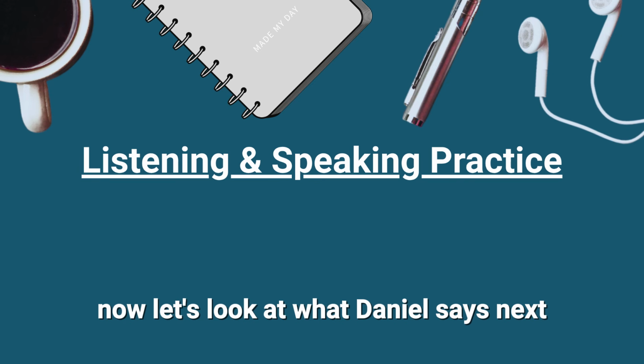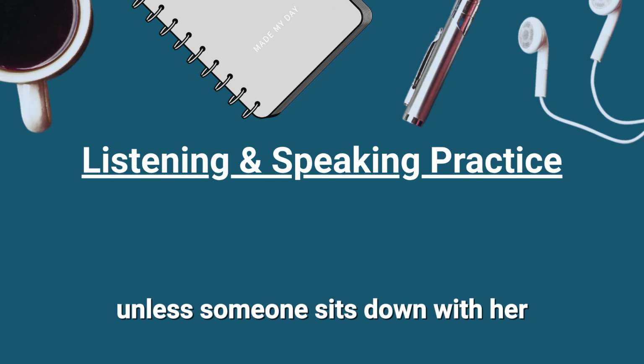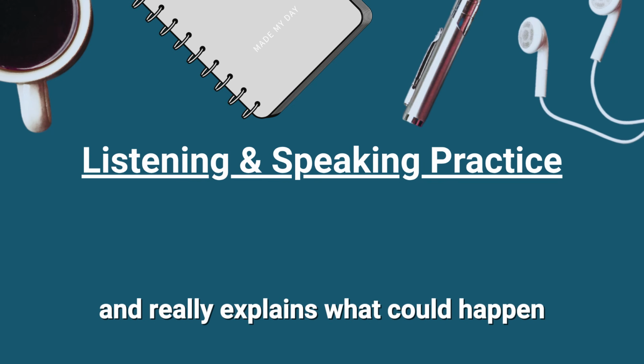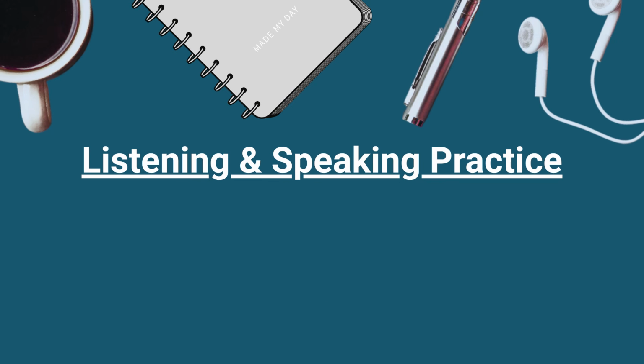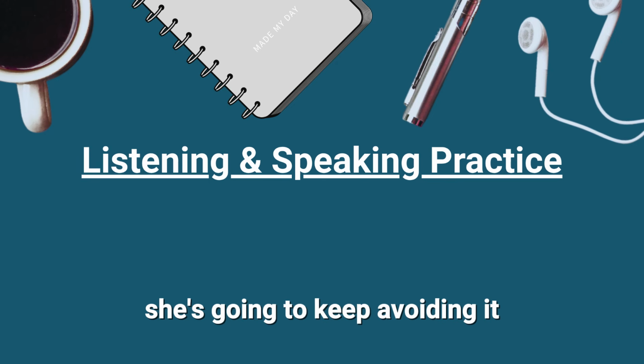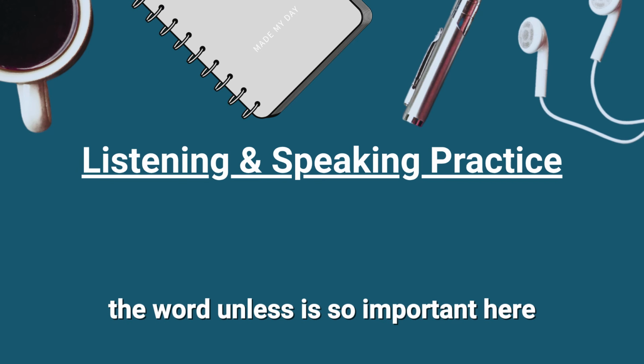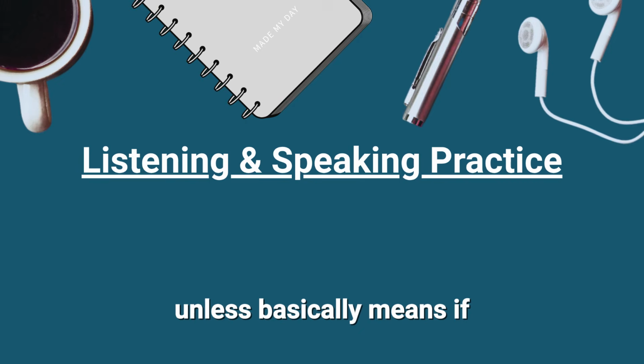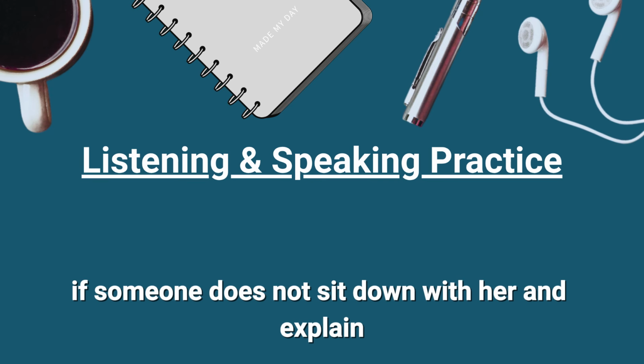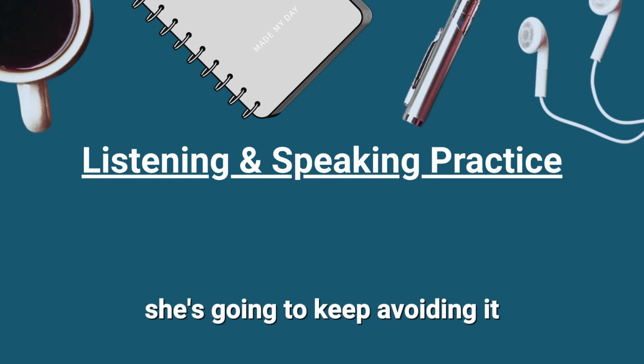Now, let's look at what Daniel says next. Unless someone sits down with her and really explains what could happen, she's going to keep avoiding it. The word unless is so important here. Unless basically means if not. So Daniel is saying, if someone does not sit down with her and explain, she's going to keep avoiding it.